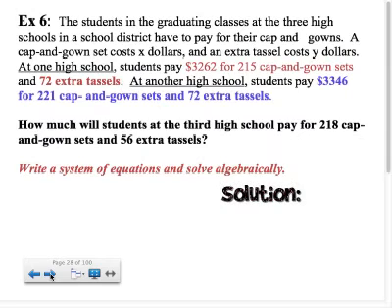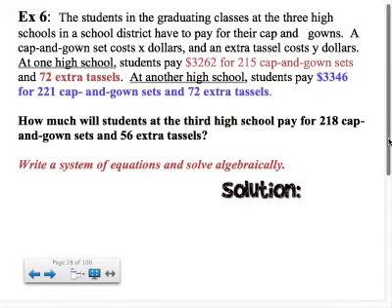So hopefully this is starting to kind of click a little bit as far as using the elimination method. Okay, a story problem here. Again, you're going to have to come up with the system on your own. So it says the students in the graduating classes at 3 high schools in a school district have to pay for their cap and gowns.